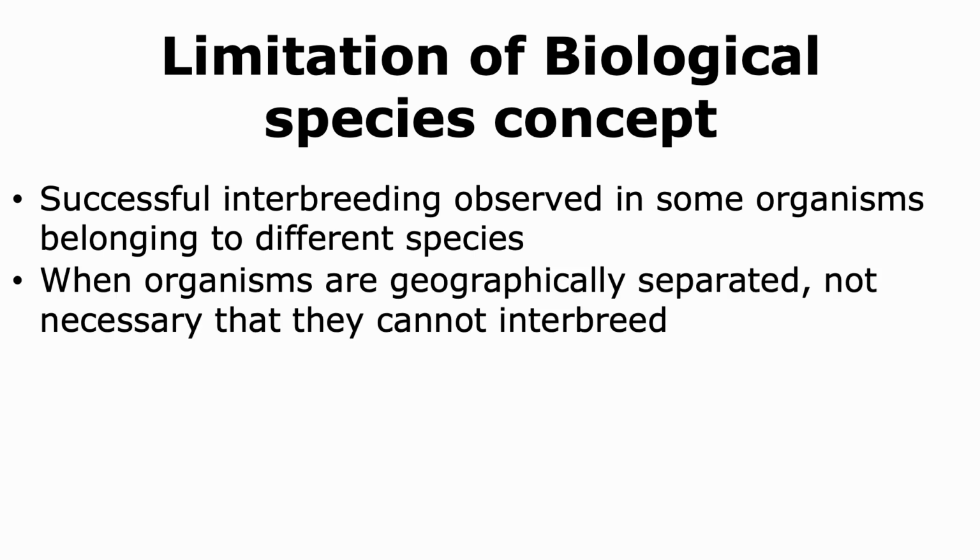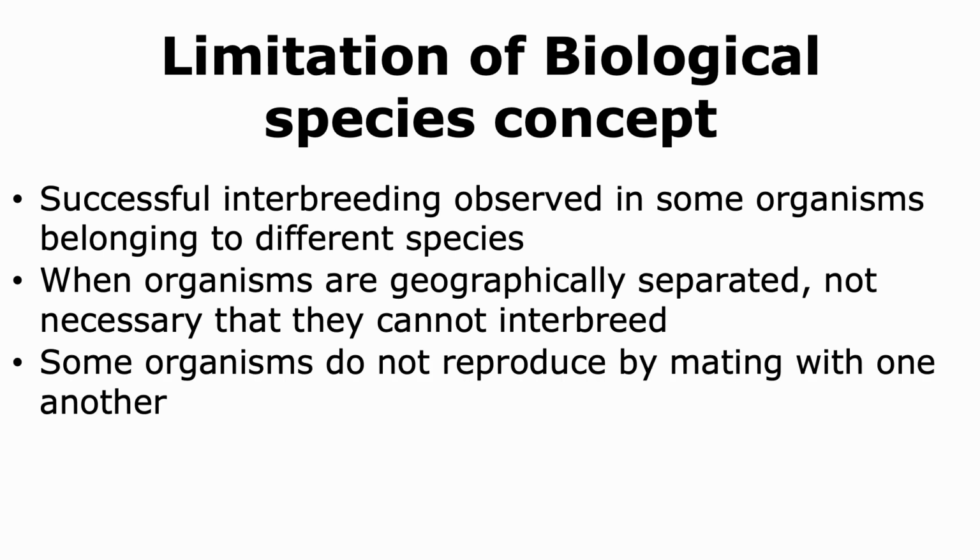Another example where a limitation of the biological species concept is evident is the assumption that when organisms are geographically separated, they are not able to interbreed. This may not be the case because if these organisms were brought in the same vicinity, they may have the ability to breed and give rise to viable progeny that have the ability to breed for successive generations.